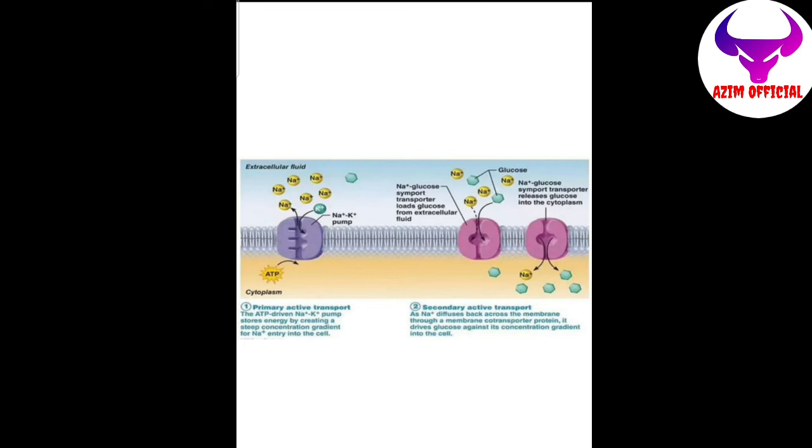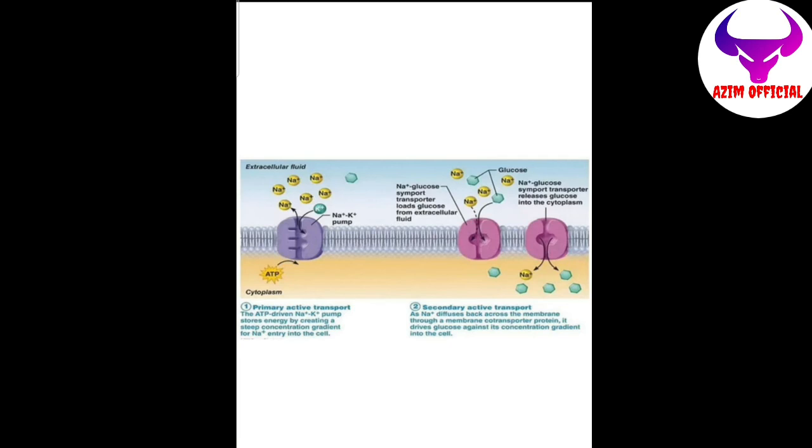So there is always a one electron deficiency. Two potassium get in, and three sodium get out. So there is always a deficiency of one electron. So a negative charge is always maintained outside the membrane, and inside the membrane a positive charge is maintained.